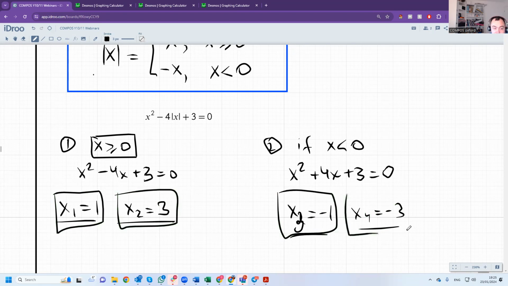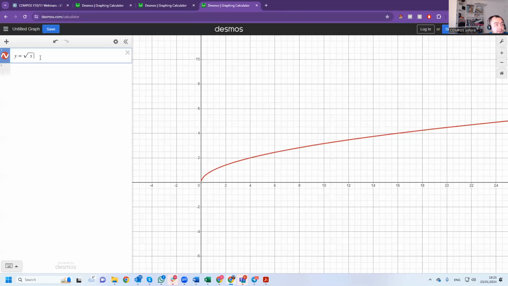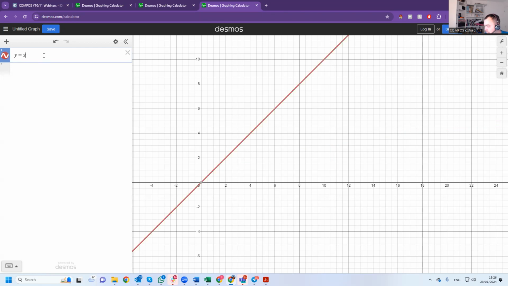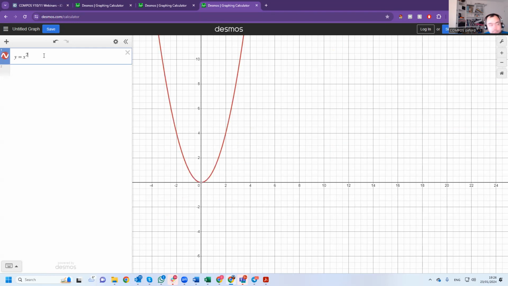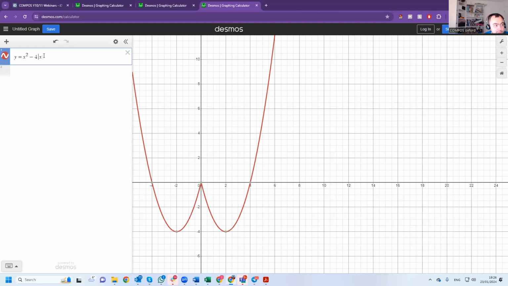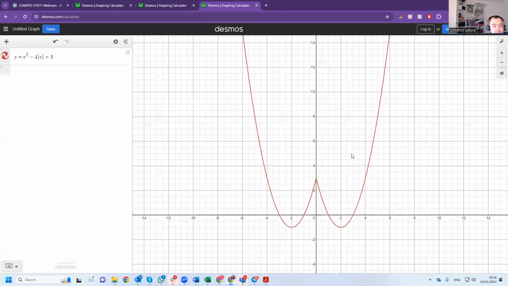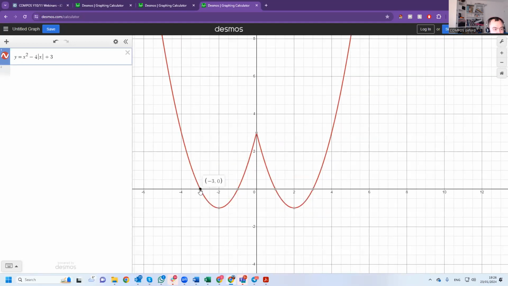And if you draw the graph, you will see x squared minus 4 modulus x plus 3. And you can see the graph looks like this. And there are 4 points of intersection: -3, -1, 1, and 3.